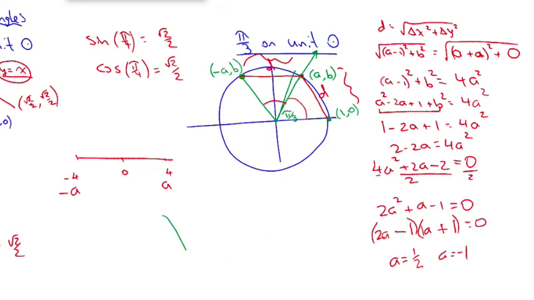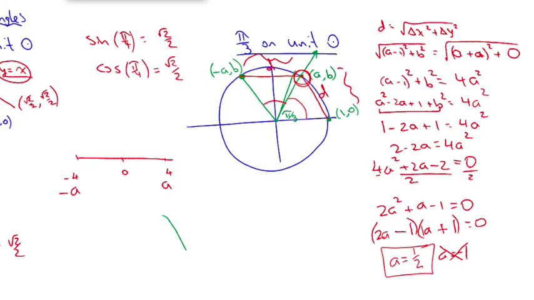What's wrong with -1? If AB is located here, there's no way that the answer is -1. So the answer has to be a half. So if A is equal to a half, how do you find B?